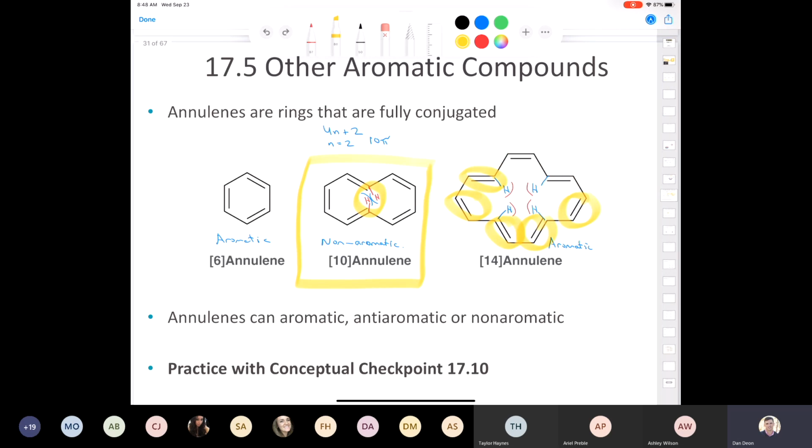All right, there we go. So all of these molecules satisfy the Huckel number of electrons, right? But for a different reason, which is the steric hindrance, 10-annulene is a non-aromatic compound.